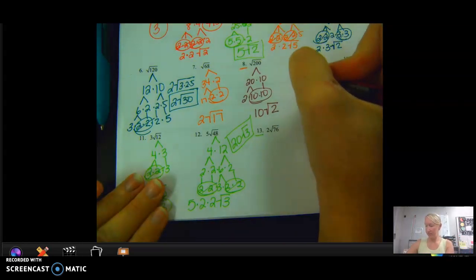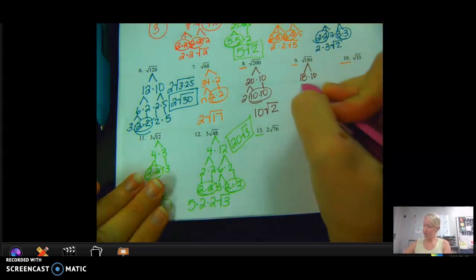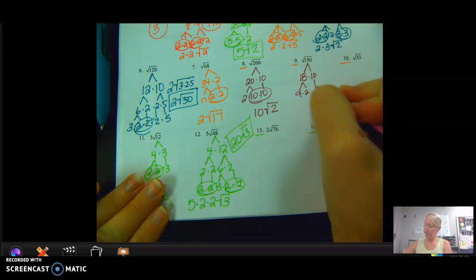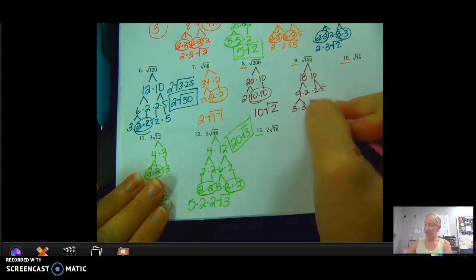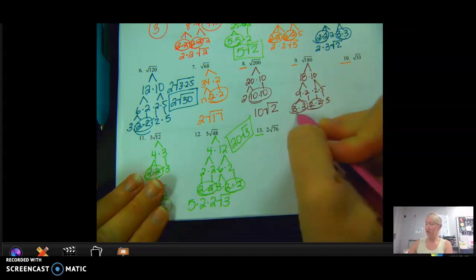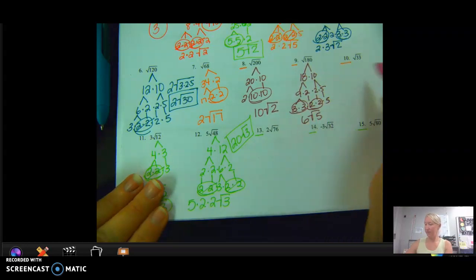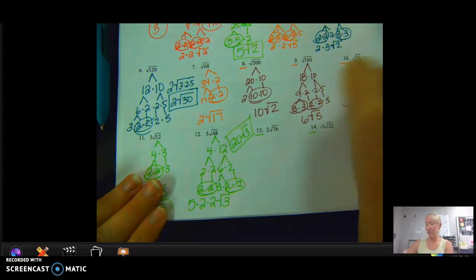Here I have 18 times 10. 9 times 2. 2 times 5. 9 breaks down to 3 times 3. Bring down my 2. Bring down my 2. Bring down my 5. Pair of 2s, pair of 3s, they both come out. I get 1 3 out, 1 2 out, which makes 6, square root of 5. 33 breaks down to 3 times 11. They're both prime at that point. There's no pair, so your answer on this is actually just square root of 33.